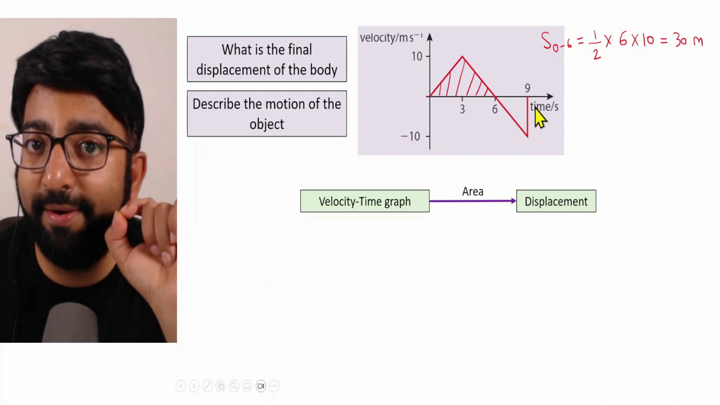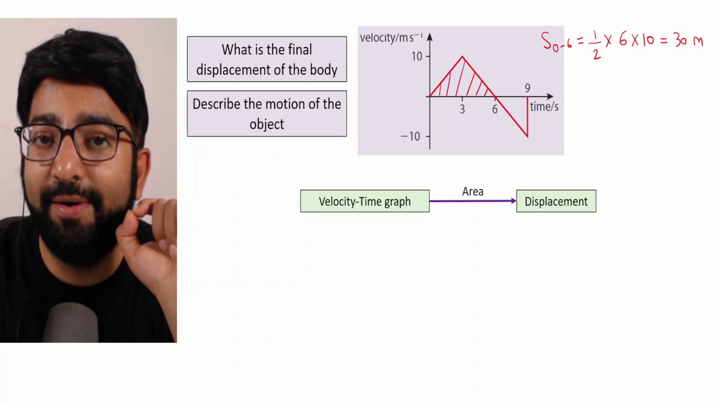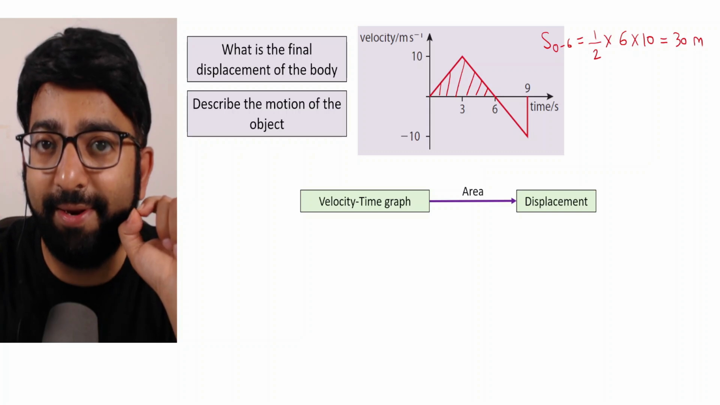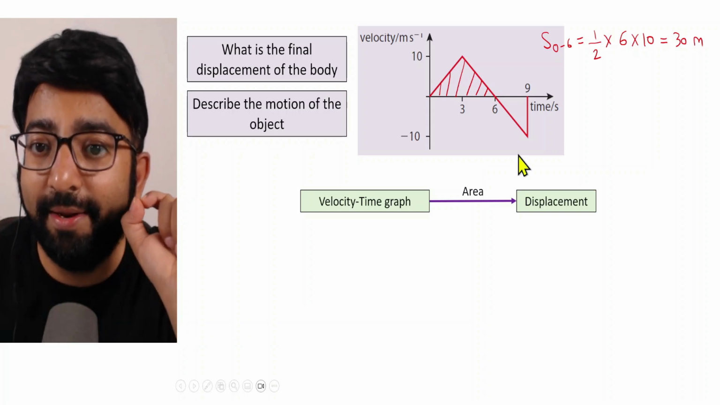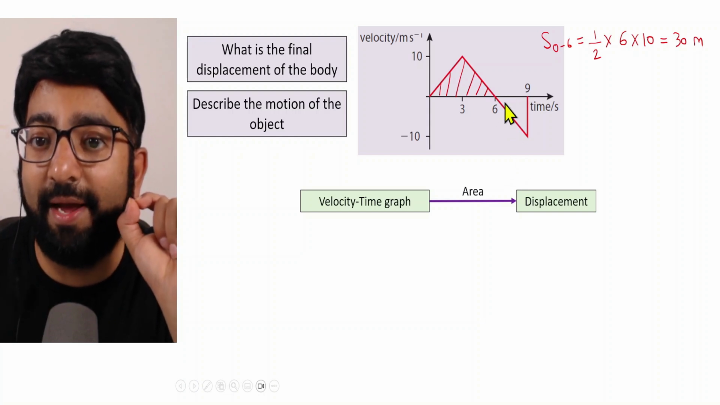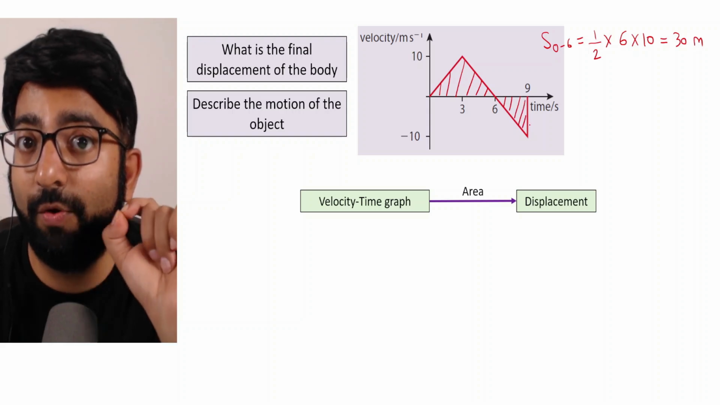Similarly, from 6 to 9, we need to find the area under the curve. Now, please do remember area under a curve. This word is a little misleading. When we say area under the curve, what we actually mean is area between the graph and the x-axis. So let me shade the region which we require. This is that region whose area will give us the value of displacement.